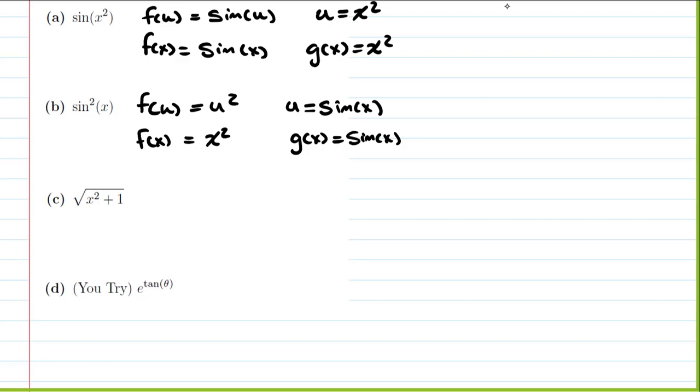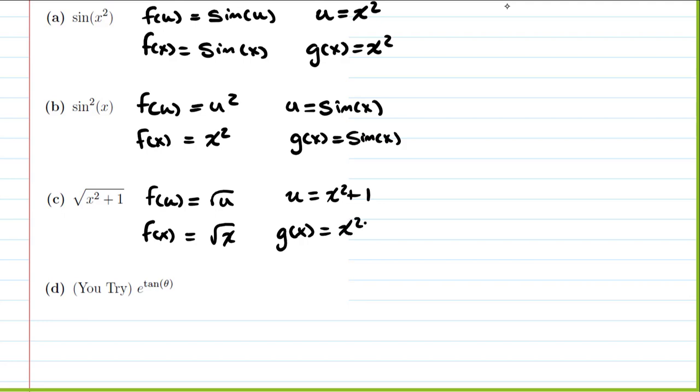All right, for our next one, we have x squared plus 1 inside the square root, so it's the radicand. So f of u is the square root of u, and u is the inside function x squared plus 1, or f of x equals the square root of x, and g of x is equal to x squared plus 1.